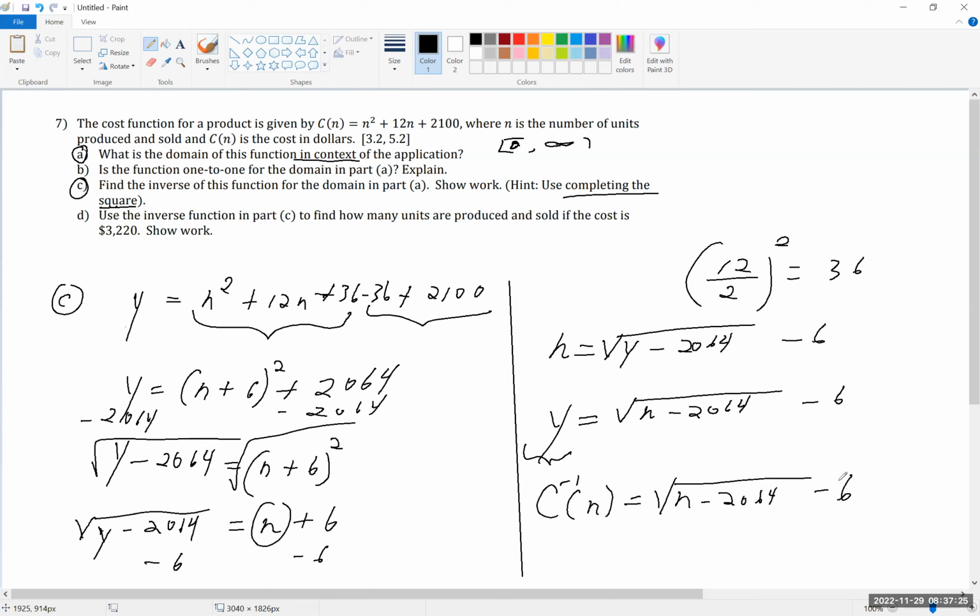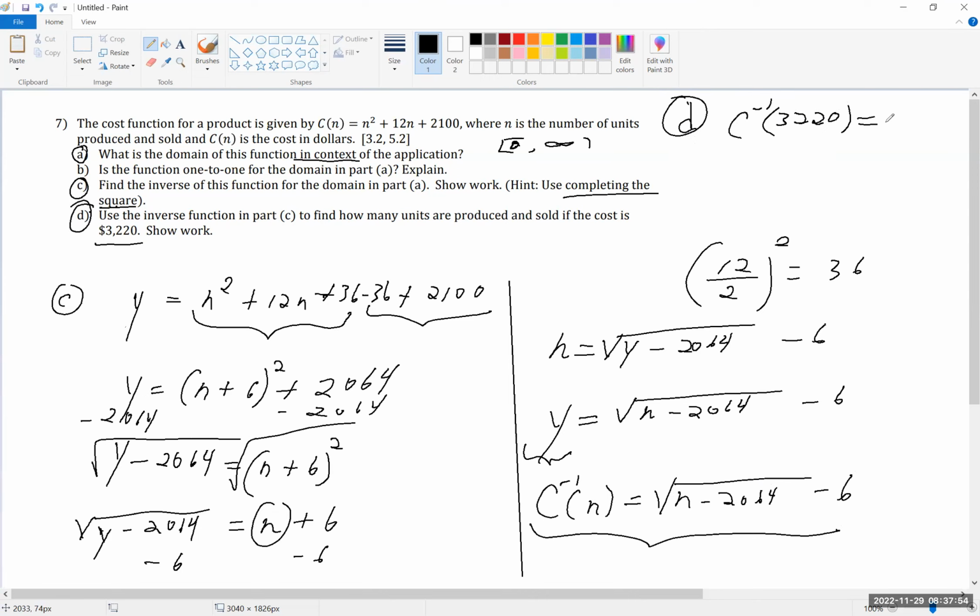So I should be able to do, so that's my inverse equation. And I should be able to do part D, and I'm gonna squeeze it in up here. Because it says use the inverse function in part C to find how many units are produced and sold if the cost is 32.20. So I'm gonna plug in 32.20. Can everybody see what I'm doing?